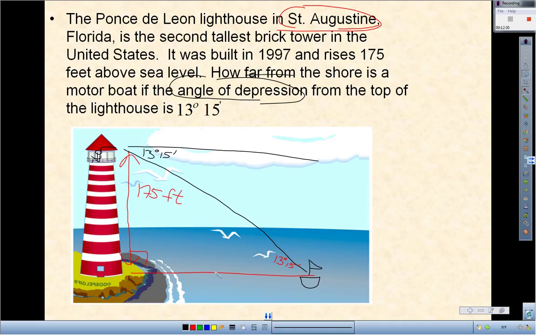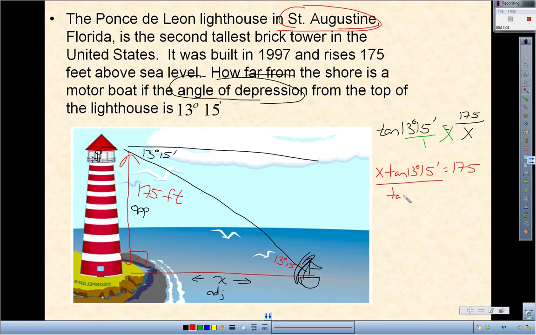Alright, so it wants us to figure out how far from the shore the motorboat is from the lighthouse. So it wants to know what this distance is right here. So this is the angle I'm given. 175 would be opposite, and this value for x would be my adjacent. So I know I'm going to have to use tangent. So I'm going to do tangent of 13 degrees 15 minutes is equal to 175 over x. Again, I'm going to put this over 1 so I can cross multiply. So I'm going to get x tangent of 13 degrees 15 minutes is equal to 175. And to solve this for x, I'm going to divide by tangent of 13 degrees 15 minutes.